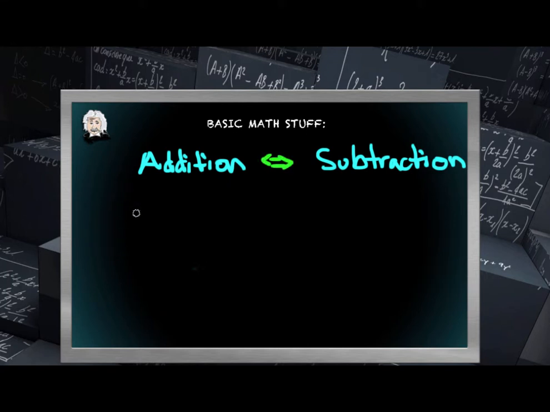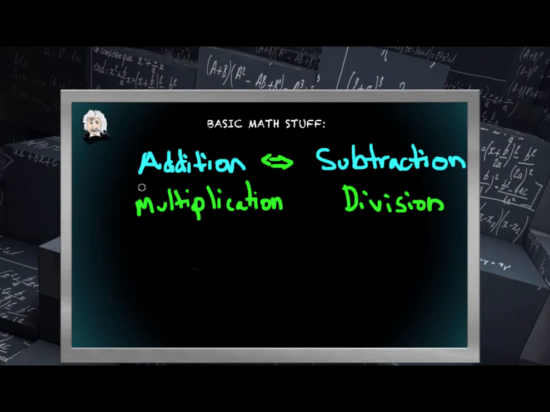How about multiplication and division? Multiplication is really addition in the sense that 2 plus 2 plus 2, added 3 different times, is the same as 3 times 2. In the case of a positive times a positive, the result is just positive. 2 times 3 equals plus 6.